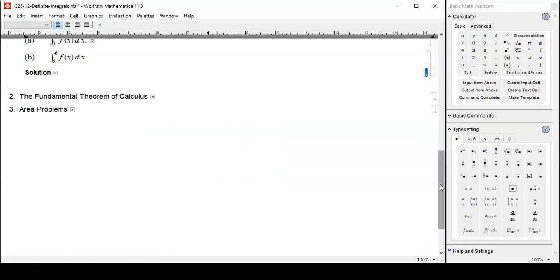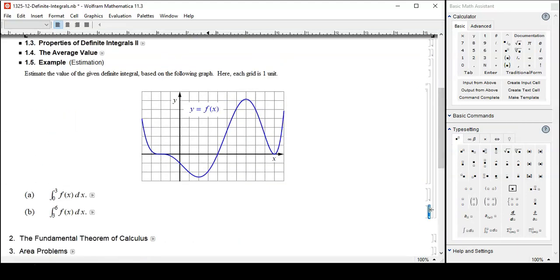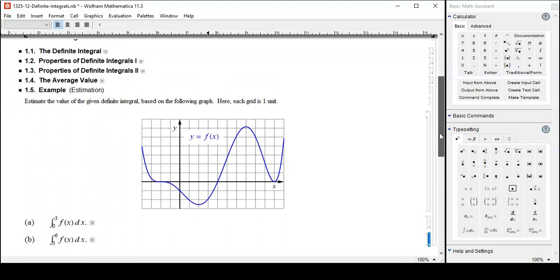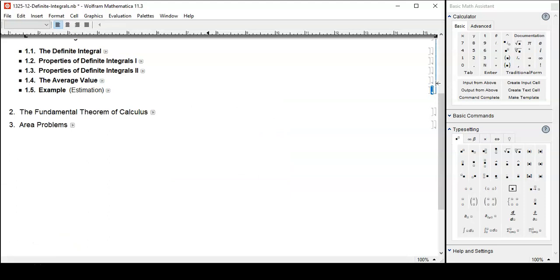In any case, estimation problems are easy. If you get anything reasonable, you will get full credit. And of course, if you have a finer grid, then of course the estimation will be a little bit more accurate. That too is something to think about.